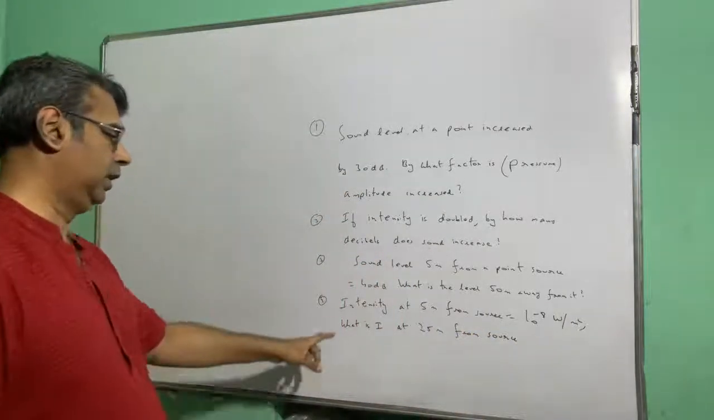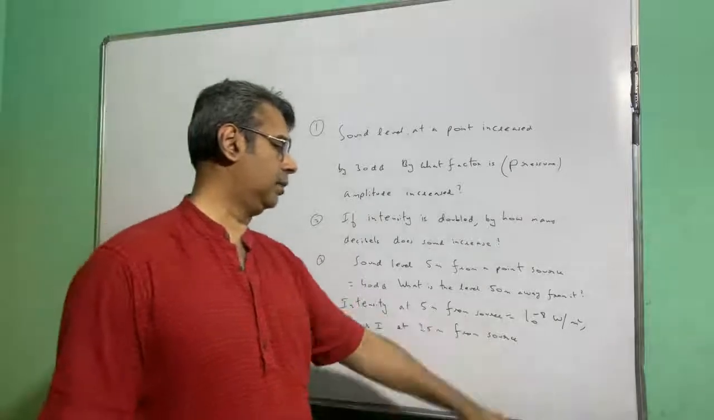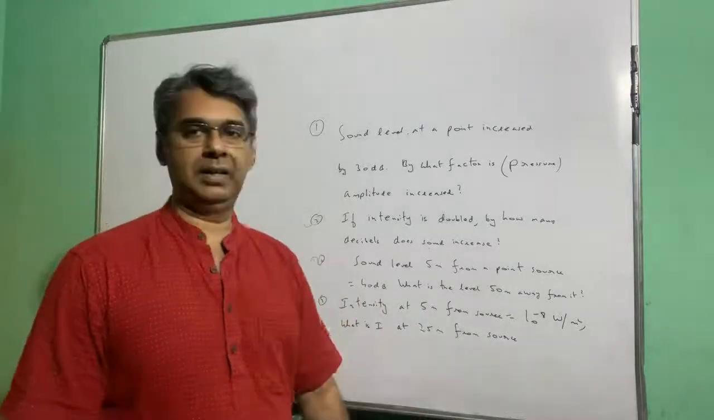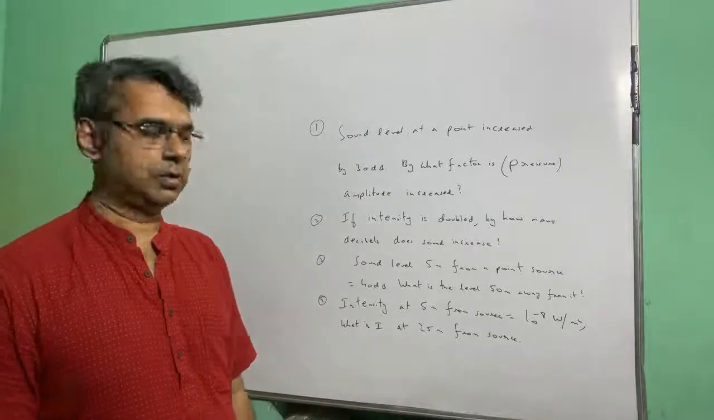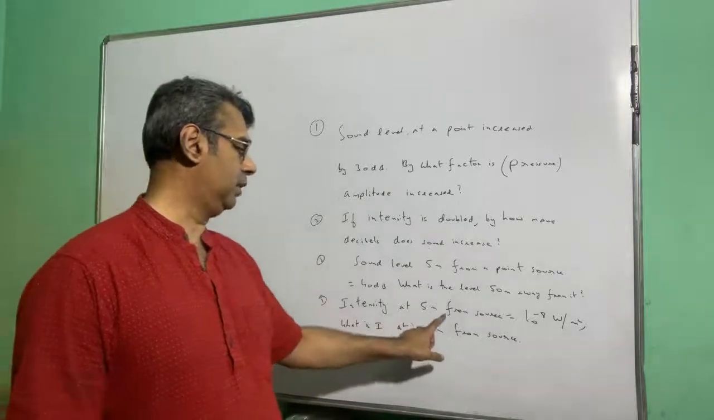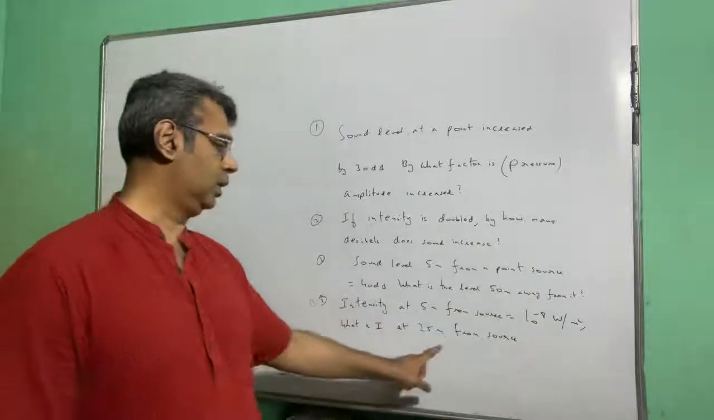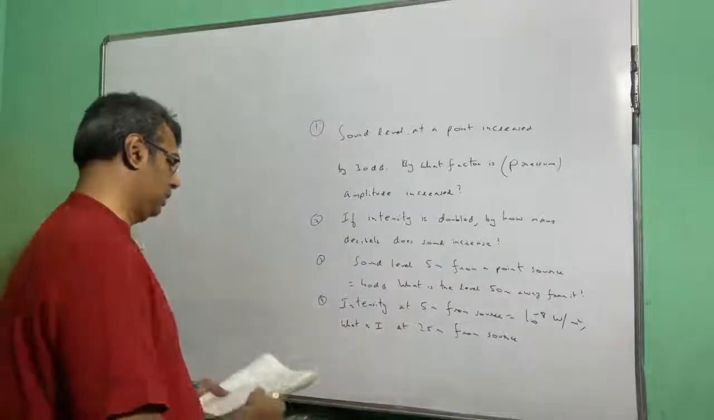Question number 4. If the intensity 5 meters from the source is 10 to the power minus 8 watt per meter square, what is the intensity 25 meters from the source?